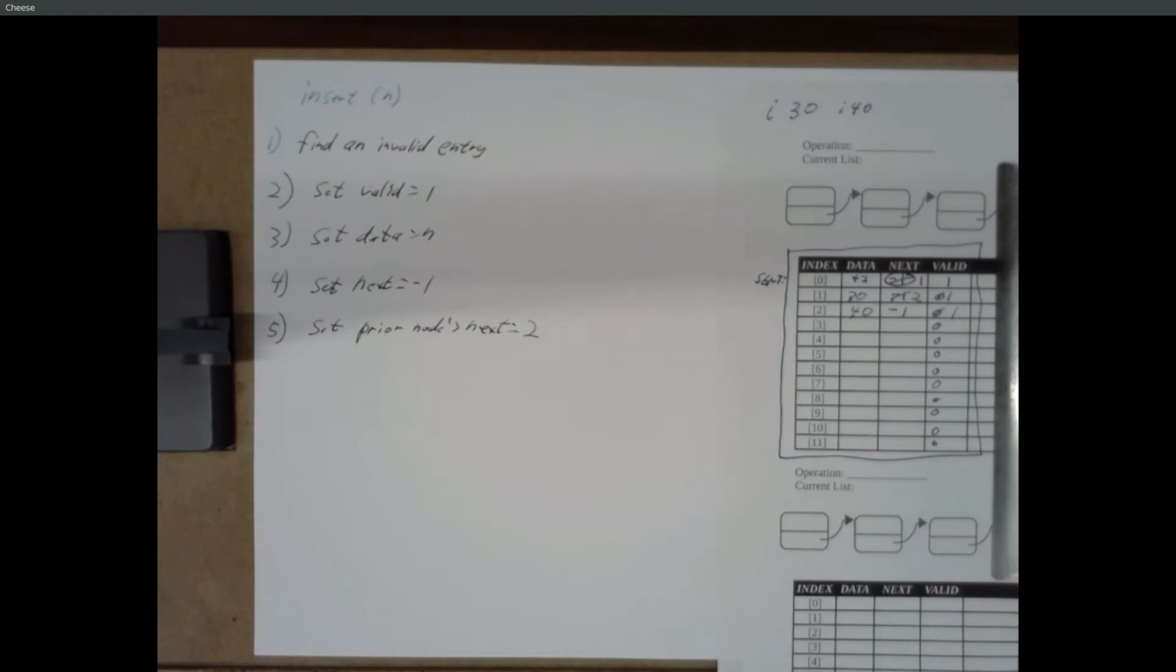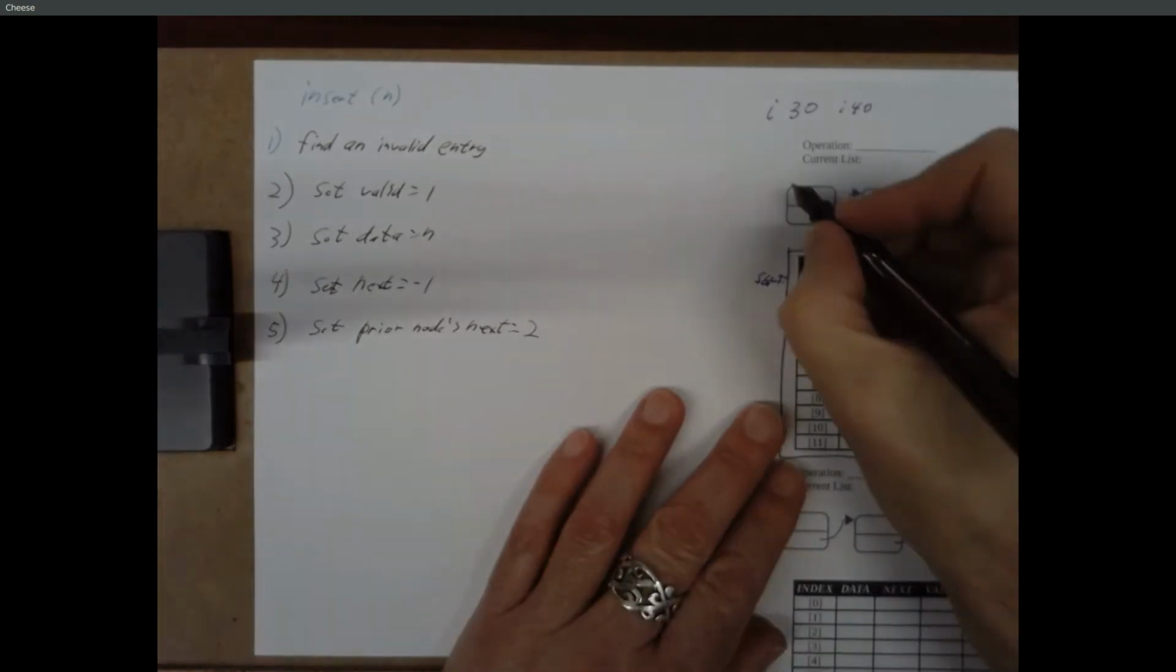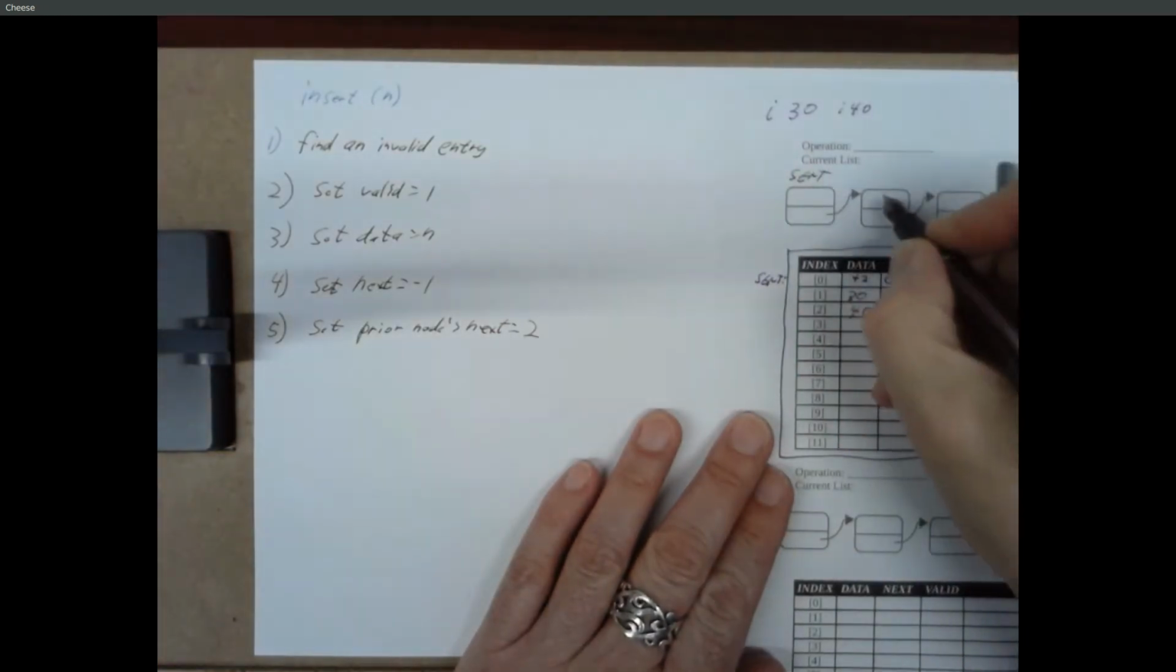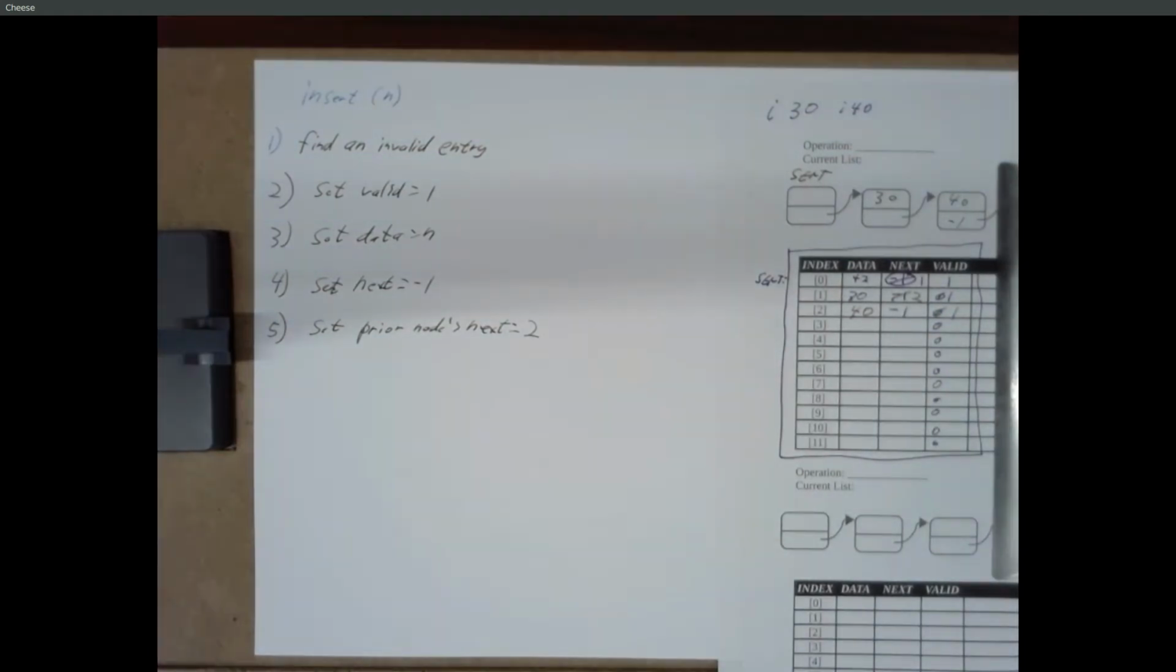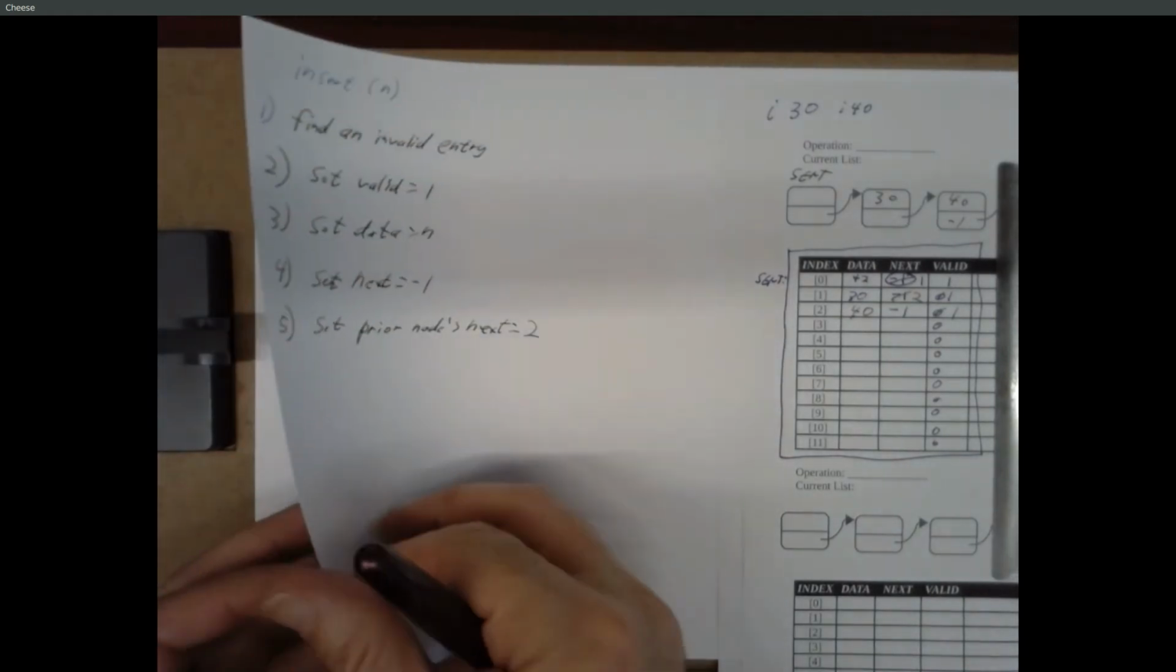All right, so what does our list consist of right now? Well, node 0 is a sentinel that points to node 1, which has a 30, so the first thing in our list is a 30. That points to index 2, which has a 40. That's the second node in our list. And that has a next value of -1. That's the end of the list. So right now, our list looks like this. It's got 2 pieces of data, 30 and 40. All right, everybody good so far?